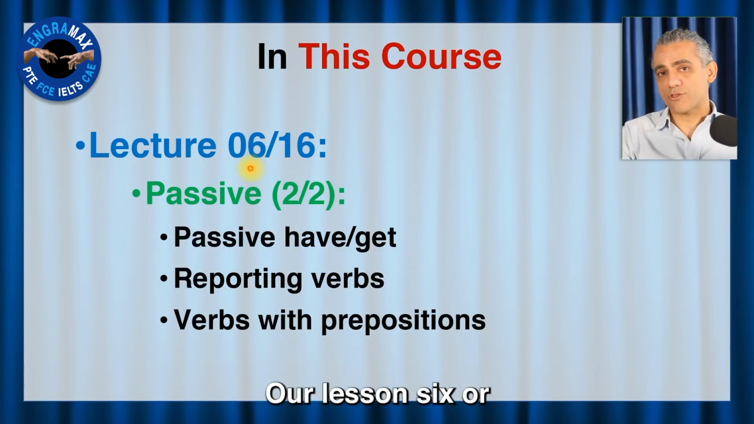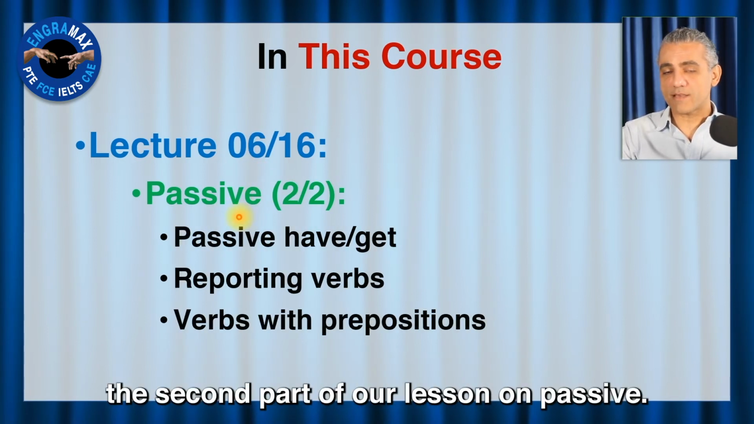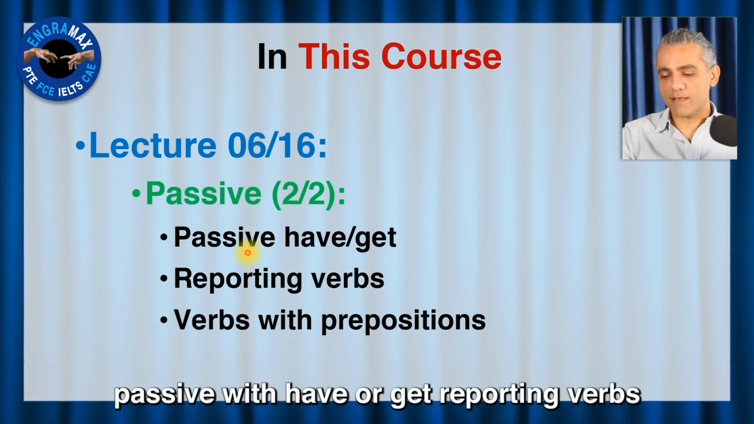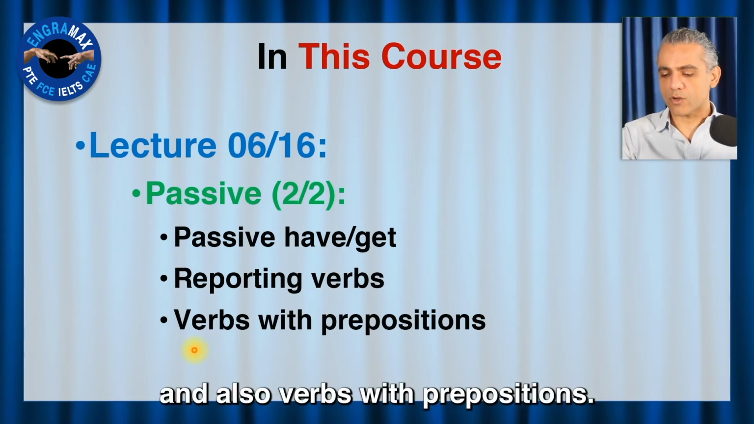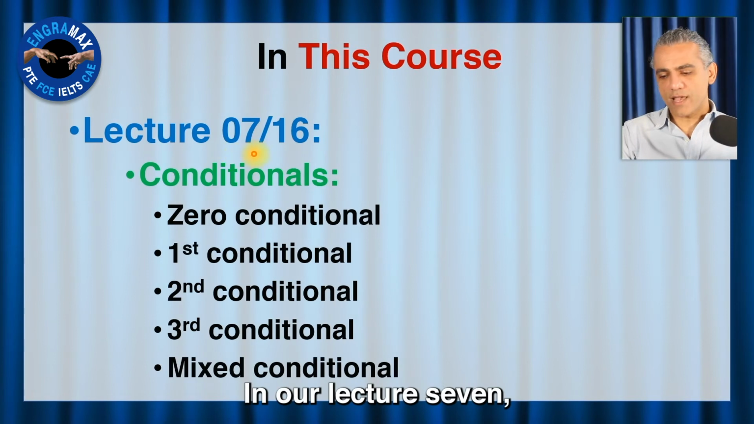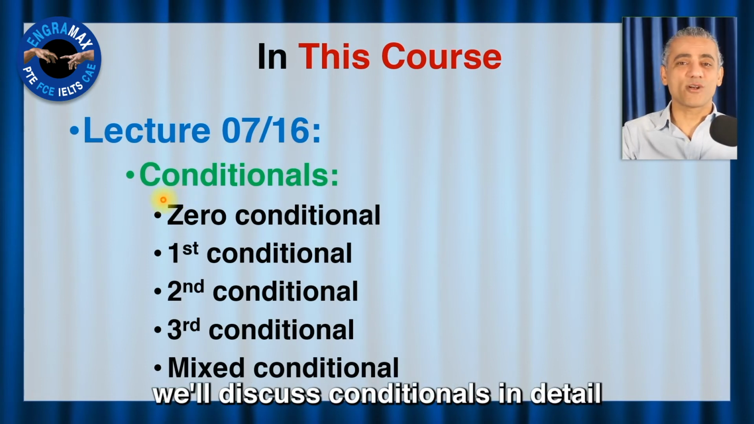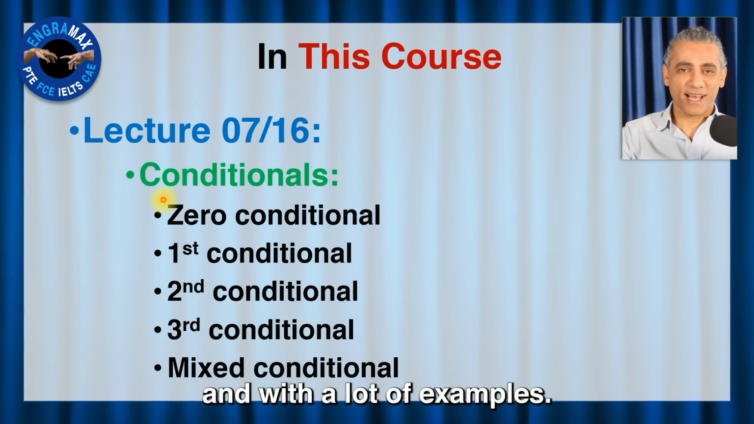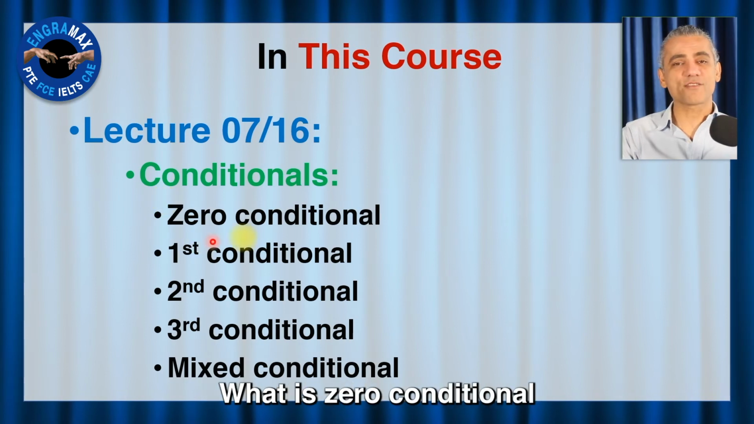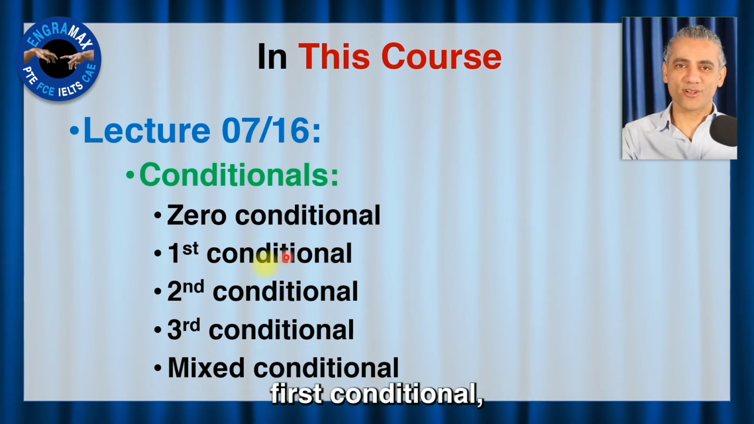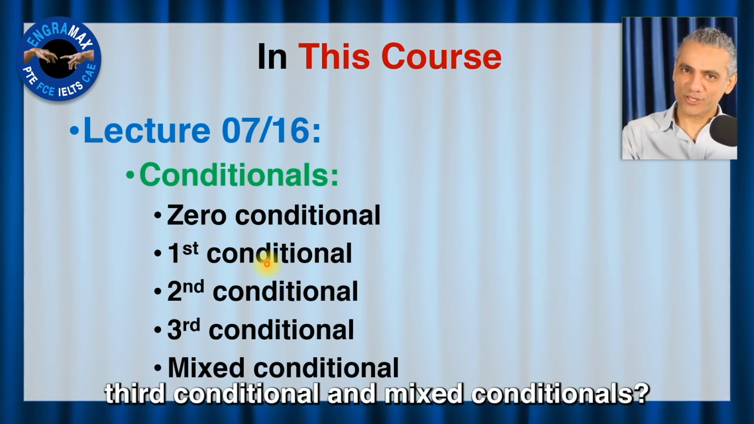Our lesson 6 or lecture 6 will be the second part of our lesson on passive. So we'll talk about passive with have or get, reporting verbs, and also verbs with prepositions. In our lecture 7, we'll discuss conditionals in detail and with a lot of examples. What is zero conditional, first conditional, second conditional, third conditional, and mixed conditionals.